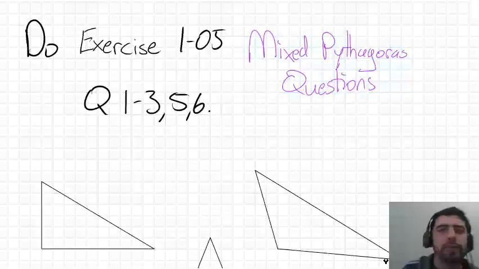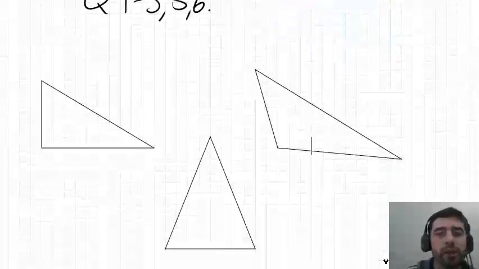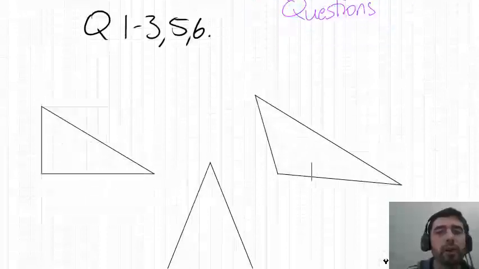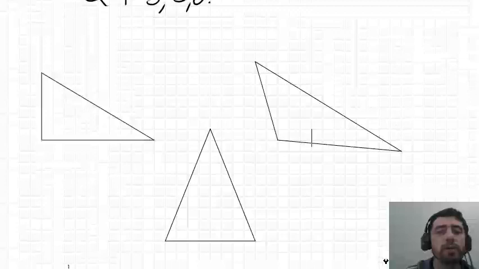All right, so let's do some actual maths work. I want you guys to work through exercise 105, questions 1 to 3, and then questions 5 and 6. And what we're looking at are mixed Pythagoras questions. So before we get into this, let's have a quick reminder about triangles, because it has been a while since you guys did any of this maths.